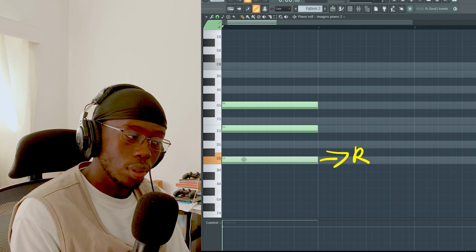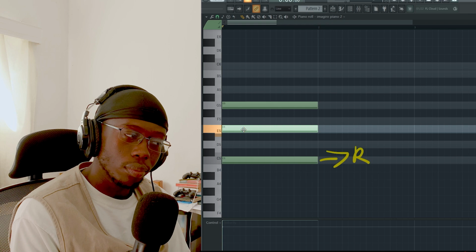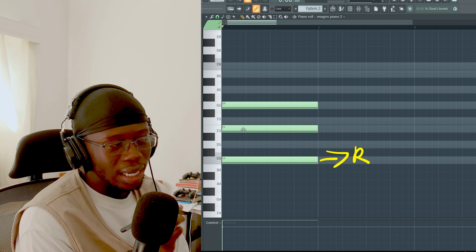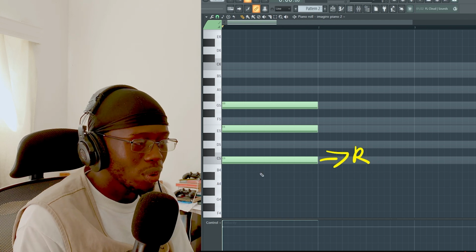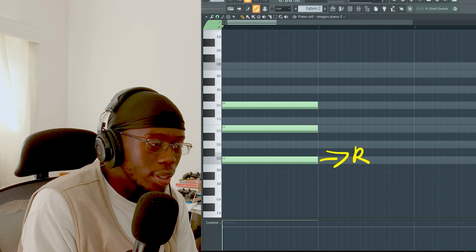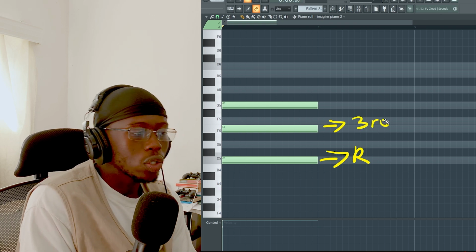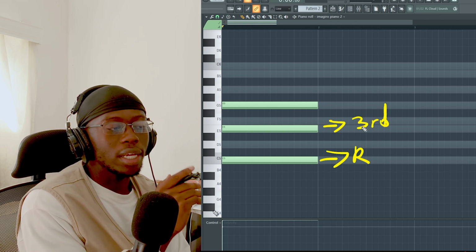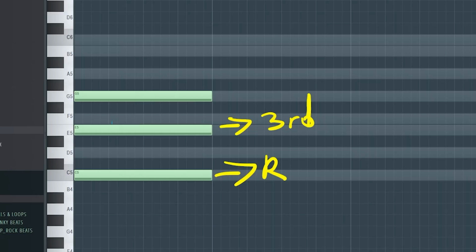After the root, we have the third. Now, just like me when I was starting out, you're probably asking yourself, why do we call this the third if it's the second note of our chord? Because we have 1, 2, 3. The reason why we call this the third, this note right here, is because we are relating it to the major scale in the back. And as you can see, it is the third note in the major scale.